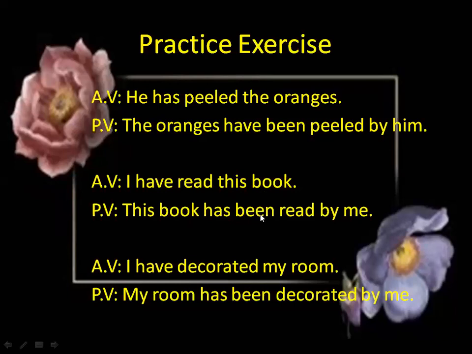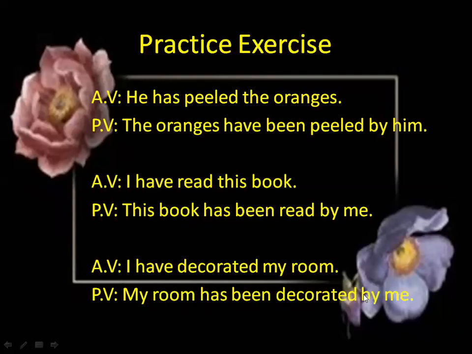This book has been read by me. Again, with I we are using have, but the book is singular, so we have to use has over here. I have decorated my room. My room has been decorated by me. Again, I have already told you that I have decorated my room. It is the active. My room has been decorated.